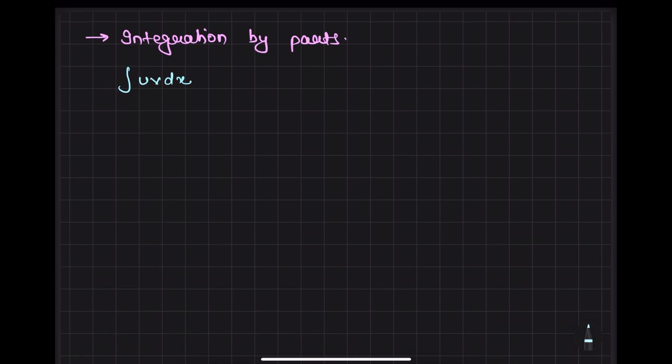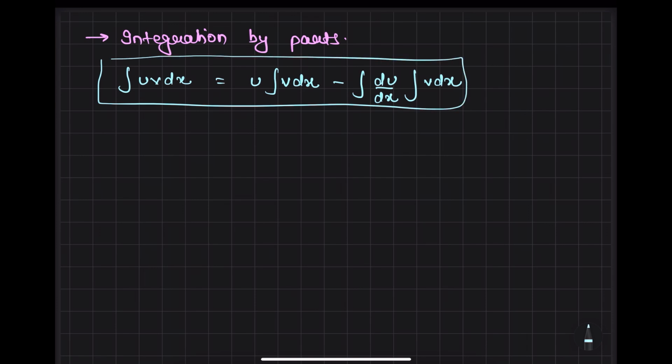Look here. The formula is: first function integration of second function. You have to repeat it a lot. Focus on the words. Don't use uv, just go with the words. First function integration of second function minus whole integration of differentiation of first function integration of second function. So this is the formula for a uv function which has to be integrated.